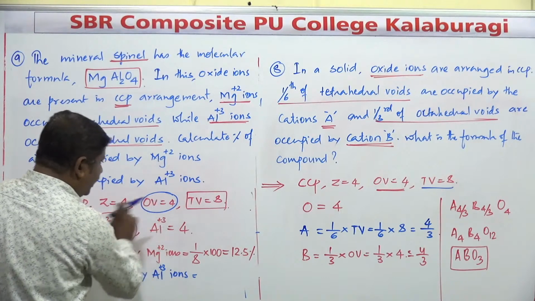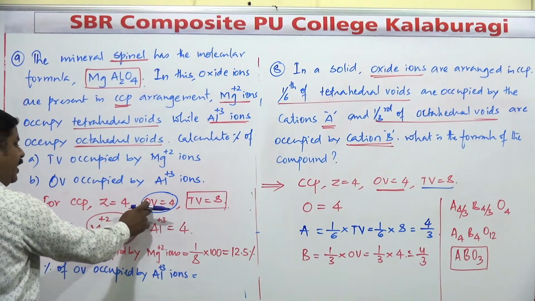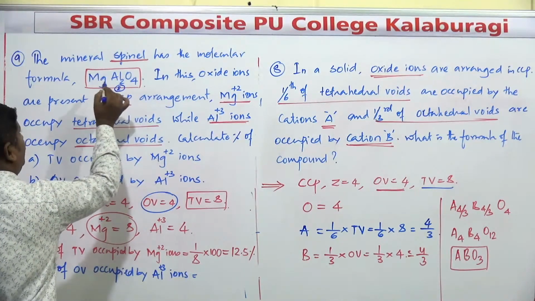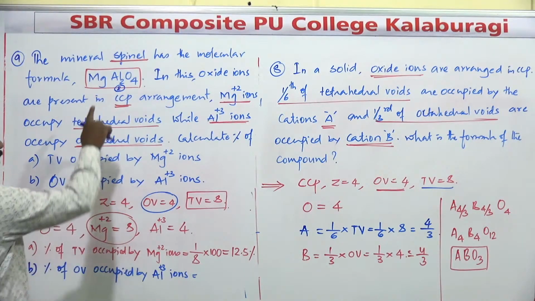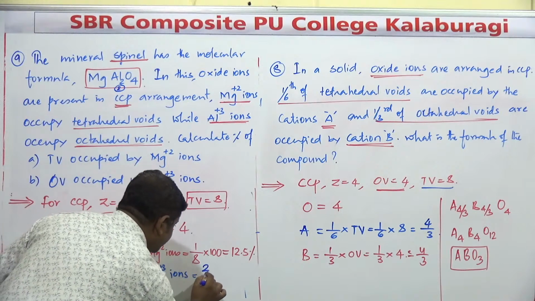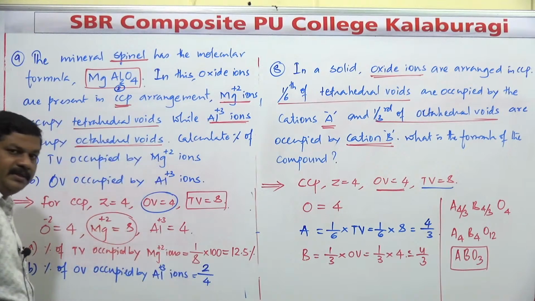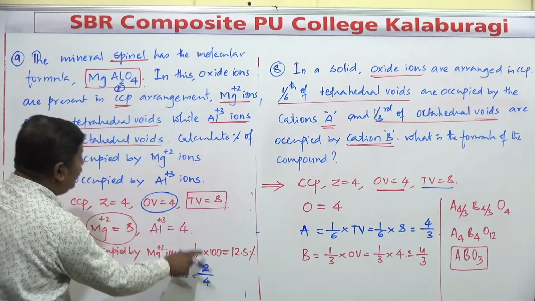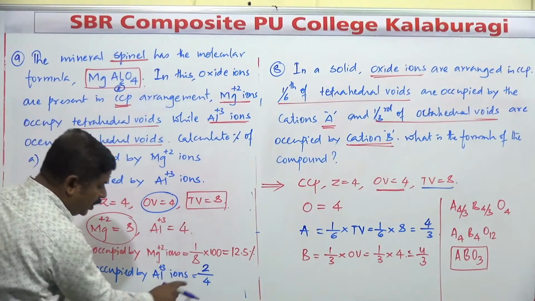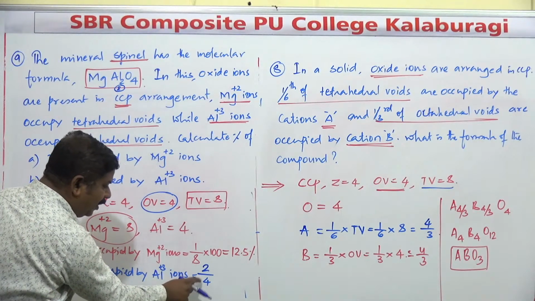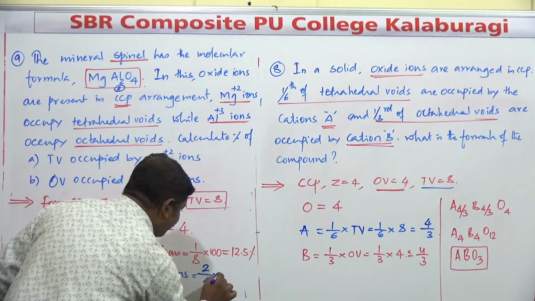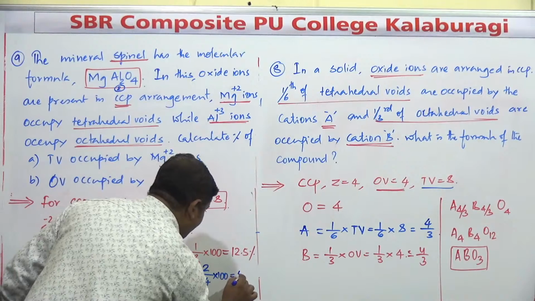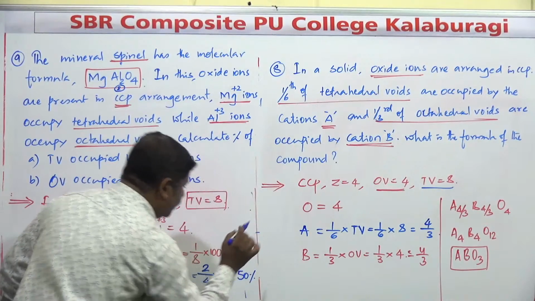Out of 4 octahedral voids, how many octahedral voids are occupied by the aluminium ions? According to the formula, 2 aluminium ions are going to be present. When 2 aluminium ions are present, this is 2 by 4. Is it clear? How it is 2 by 4? Total number of aluminium ions is going to be 2. Total number of possible octahedral voids is going to be 4. So 2 by 4 into 100 means it is going to be 50%.